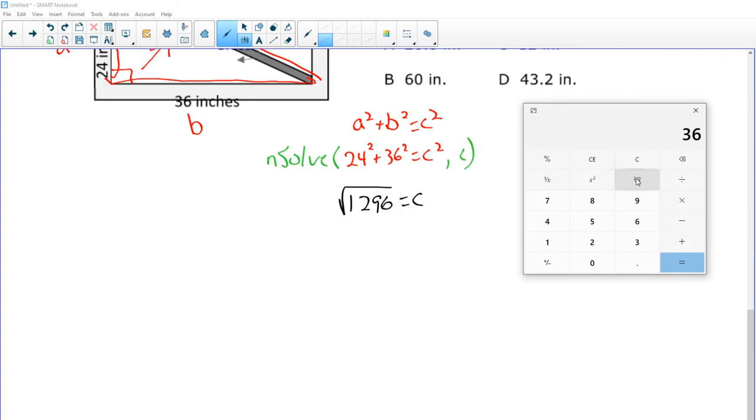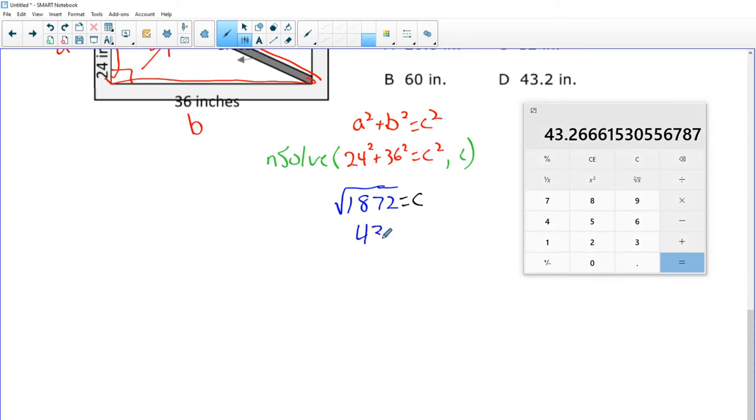And then if we put that in the calculator, we get... no, wait, what? That's not right. Let's try that again. 24 squared plus 36 squared. I forgot how this calculator works. Sorry. Let's go back in time. Forget that ever happened. This was supposed to say the square root of 1872. And then we take the square root of that, and we get C is about 43.2.